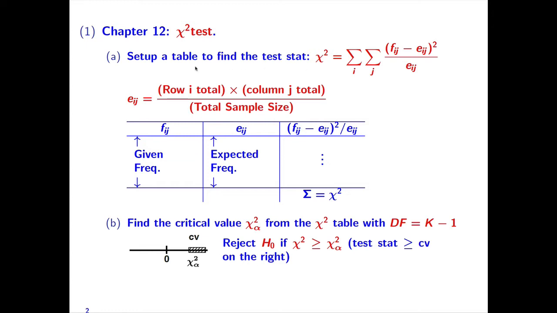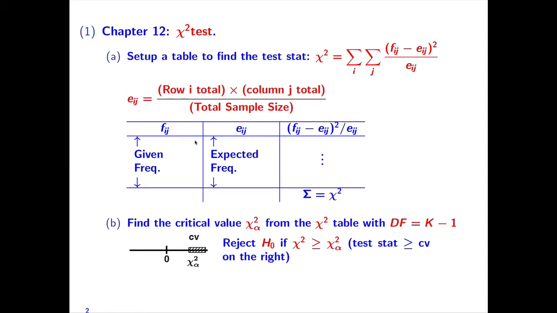Step number 2, set up a table to find the test statistic chi-square. And we are going to use this equation to solve the problem. Chi-square is equal to the double sum over i and j of (Fij minus Eij) squared over Eij, where this Eij, the expected frequency, is given by this calculation: row i total times column j total over total sample size.